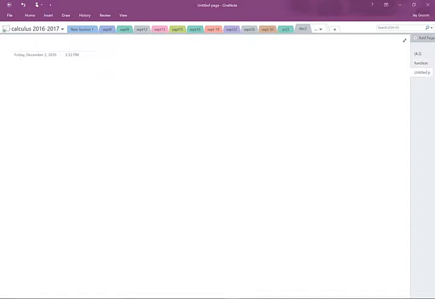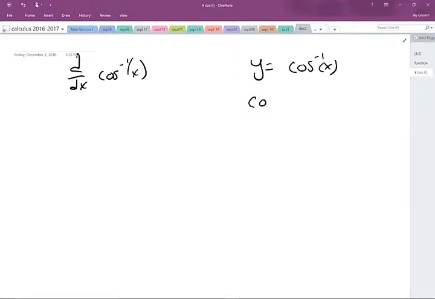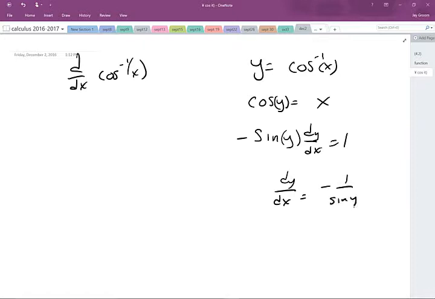If you do this, you have the derivative of arc cosine. Of course, that's y equals arc cosine of x. So cosine of y is equal to x. What's the derivative of cosine? There's your negative right there. So dy dx is negative 1 over sine of y. What do you mean sine of y? I don't know. It says that the cosine of y is x over 1. That's what it said.